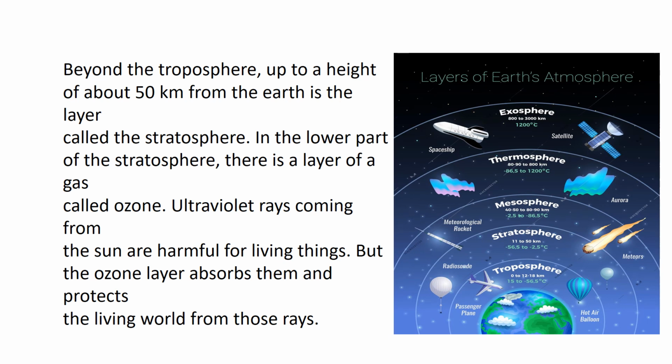Beyond the troposphere, up to a height of about 50 km from the Earth, is the layer called stratosphere. In the lower part of the stratosphere, there is a layer of a gas called ozone. Ultraviolet rays, meaning the rays coming from the sun that can harm us, are harmful for living things. But the ozone layer absorbs them and protects the living world from those rays.